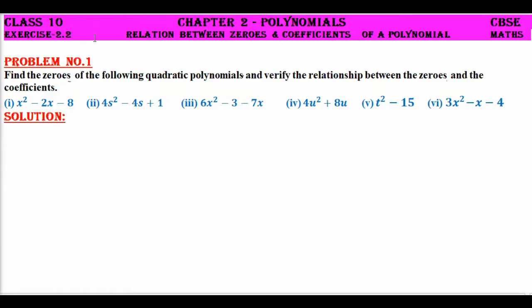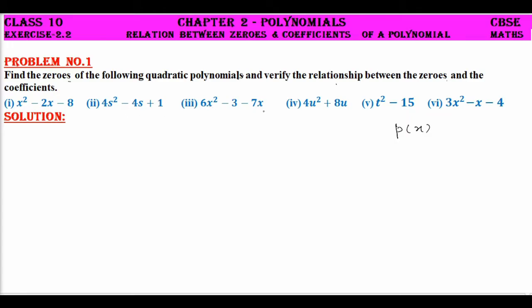Class 10 CBSE Maths Chapter 2 Polynomials, Exercise 2.2, Problem number 1. Find the zeros of the quadratic polynomials and verify the relationship between the zeros and the coefficients. So here in this problem you are given a few polynomials, say p of x. You are given 6 polynomials. In each case, you have to find the zeros of these polynomials.